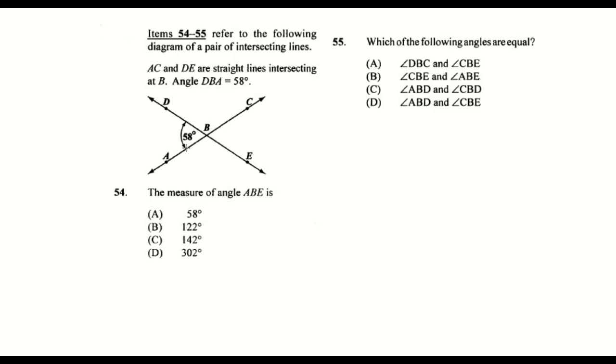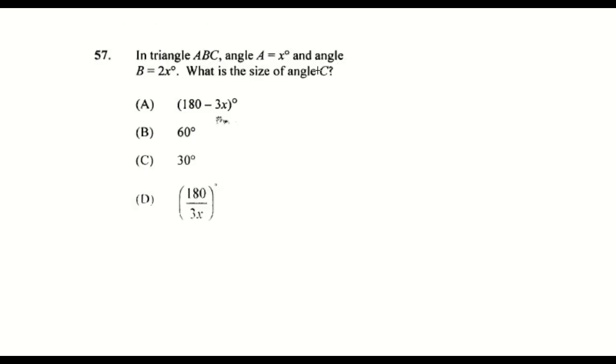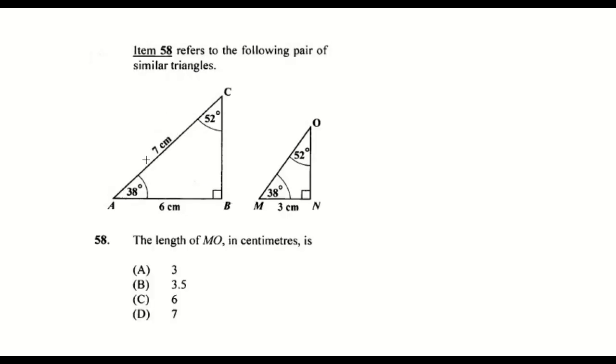This here, BDE, is a repeated question, is 122. It was 180 minus 58. Which of the following angles are equal? Angle ABD and CBD. This angle here and this angle here are equal. This is a repeated question, so that's why I went directly to that one. So D is the answer. Remember, vertically opposite angles are equal. This is a repeated question. We know that it's a translation of 2, 1. This is a repeated question. Angle C is 180 minus 3x. This is a repeated question. MO is 3.5.